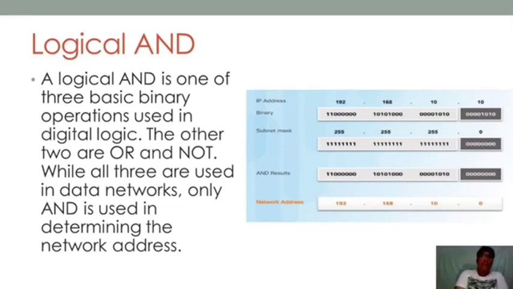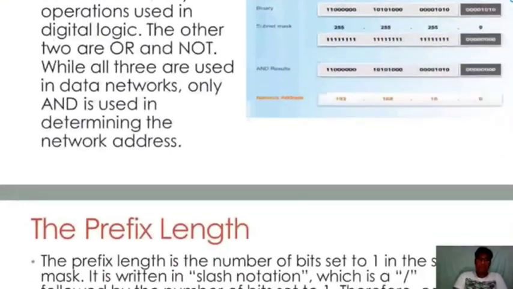Logical AND. AND is one of the three basic binary operations used in digital logic. The other two are OR and NOT. While all three are used in data networks, only AND is used in determining the network addresses. So these are examples of logical AND.